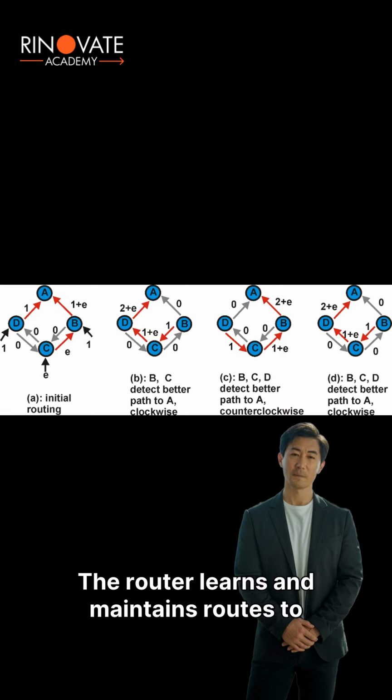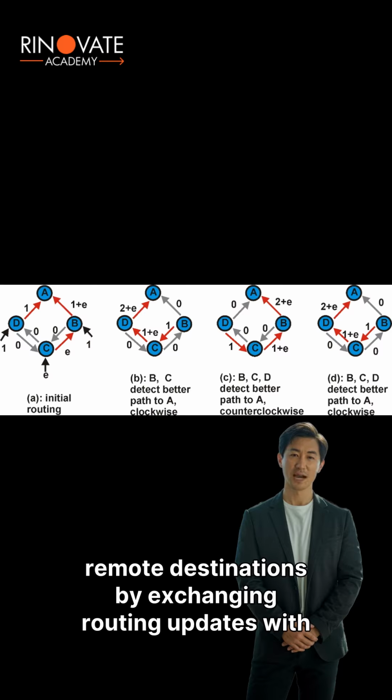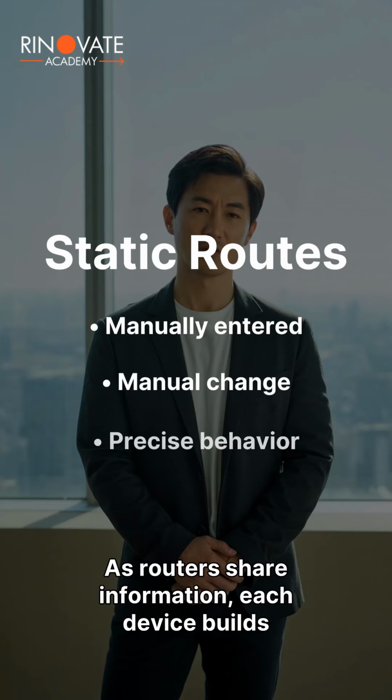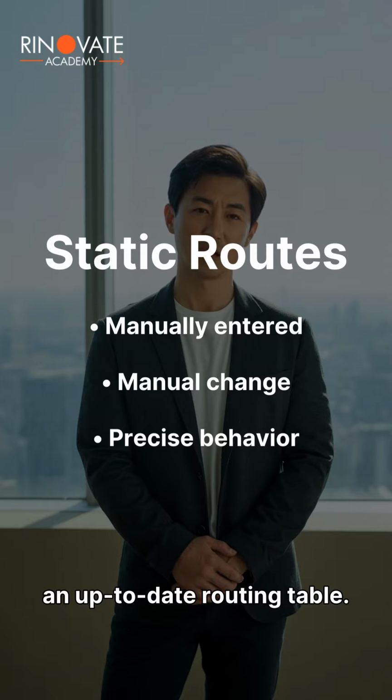The router learns and maintains routes to remote destinations by exchanging routing updates with other routers in the internetwork. As routers share information, each device builds an up-to-date routing table.